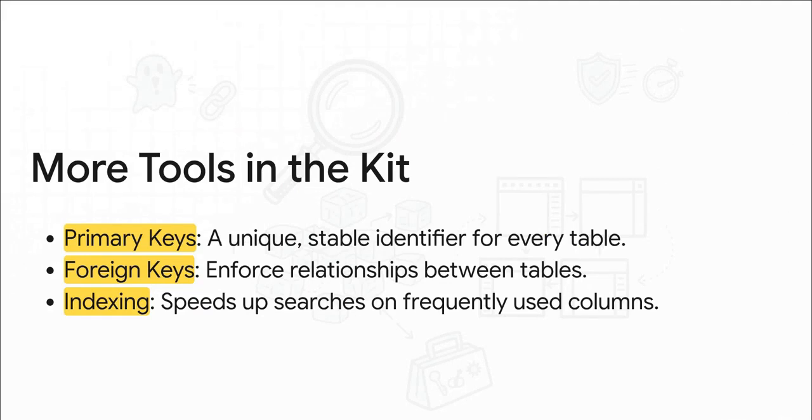And our toolkit has a few more must-haves. Primary keys are like the unique case file number for every single record. No two can be the same. Foreign keys are the threads that physically tie our evidence together between the different tables. They enforce those relationships we created. And indexing is like creating a super fast index at the back of a textbook, letting the database find information in a flash without having to read every single page.